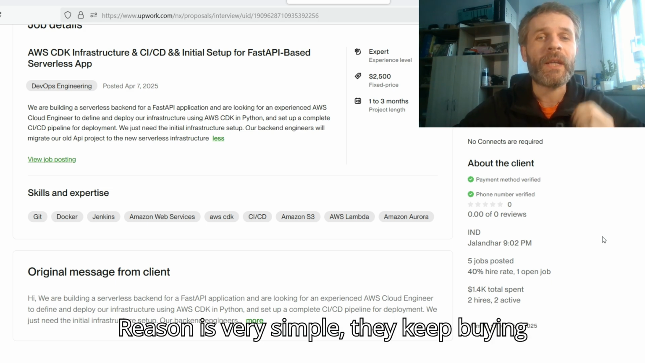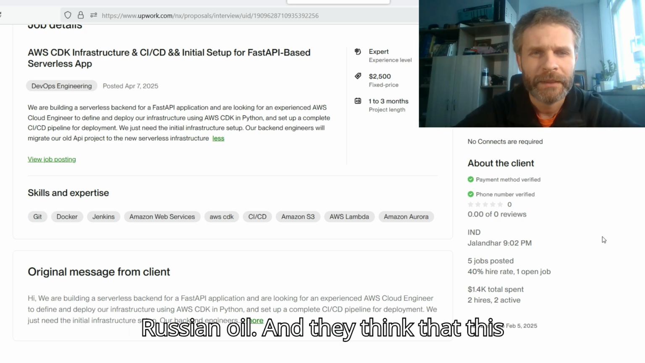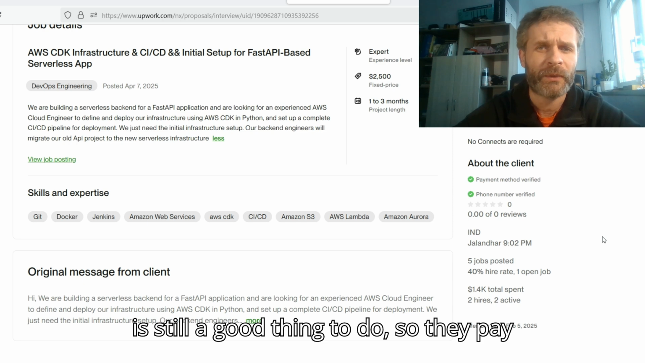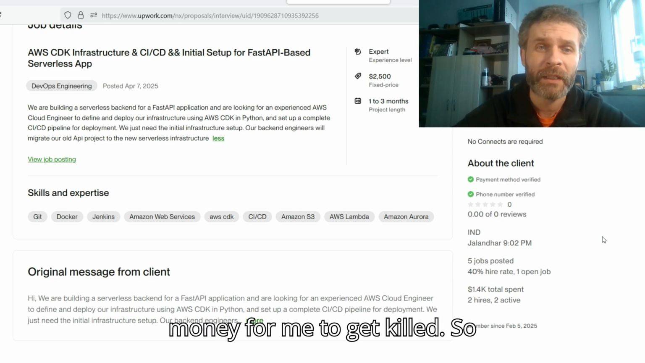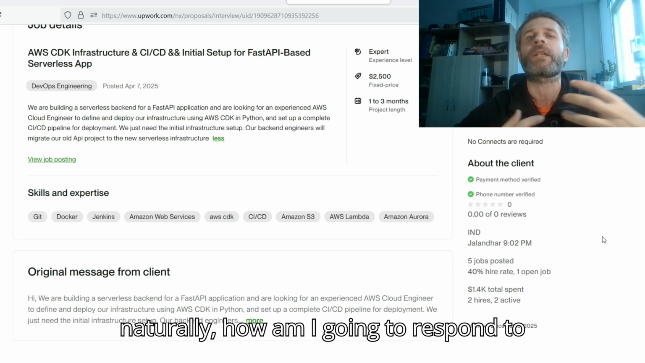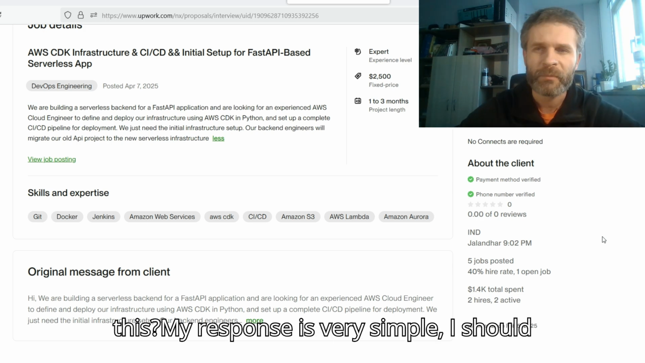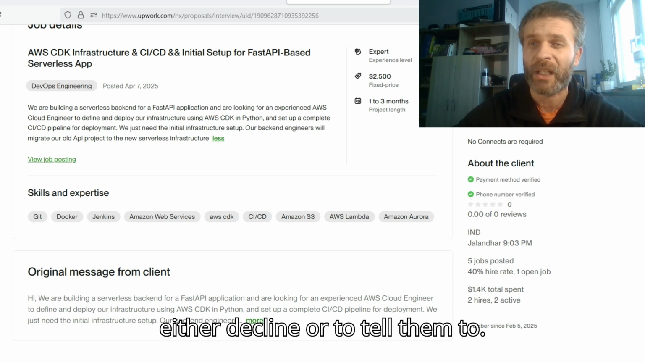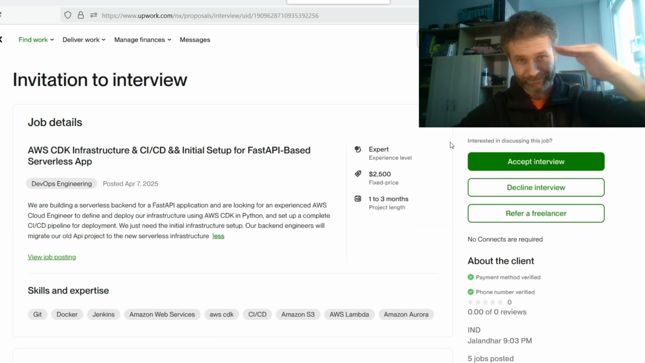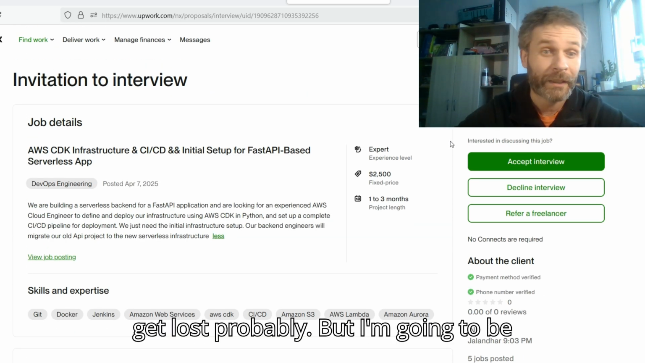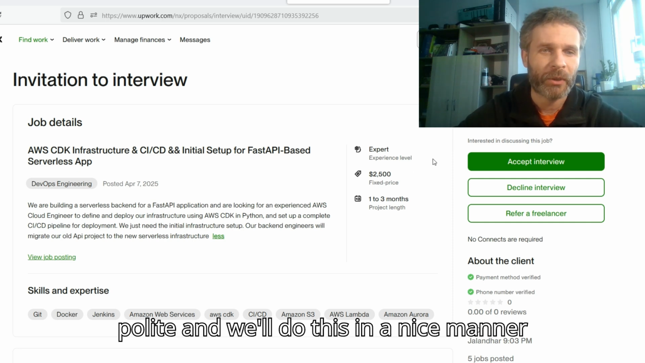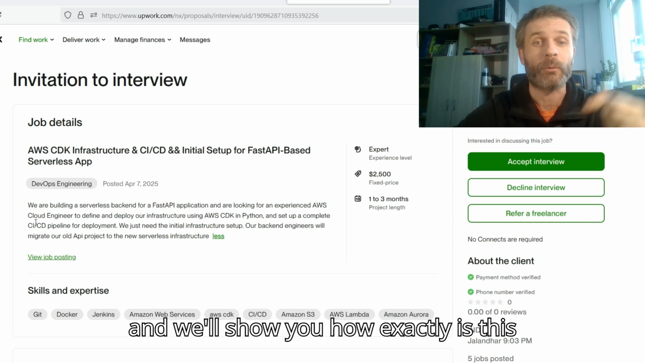Reason is very simple. They keep buying Russian oil and they think that this is still a good thing to do, so they pay money for me to get killed. So, naturally, how am I going to respond to this? My response is very simple. I should either decline or tell them to get lost, probably. But I'm going to be polite and we'll do this in a nice manner and we'll show you how exactly this is done.